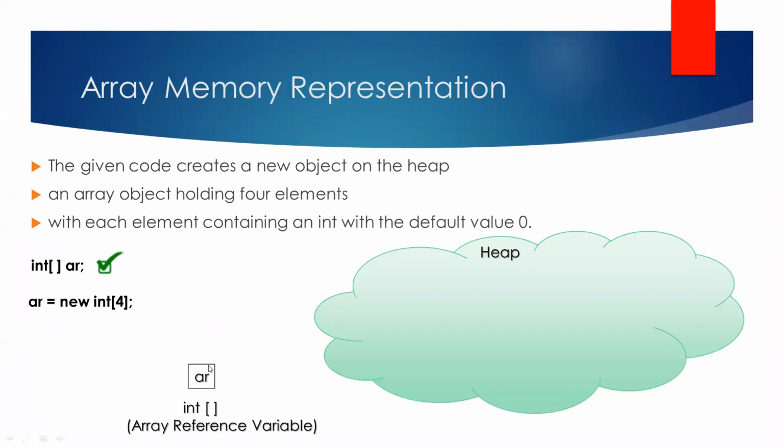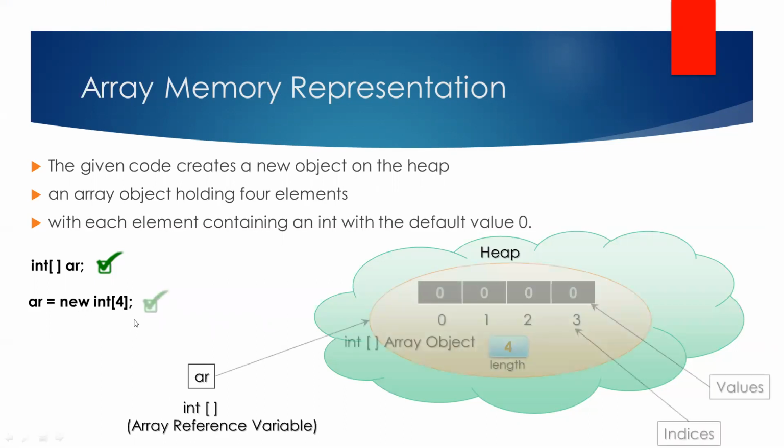So AR will represent a reference. And this new int, since we are using new, will create an object. So new int will create an object with the length 4, and the default value 0 for every index. And these are your indices, and these are your values.